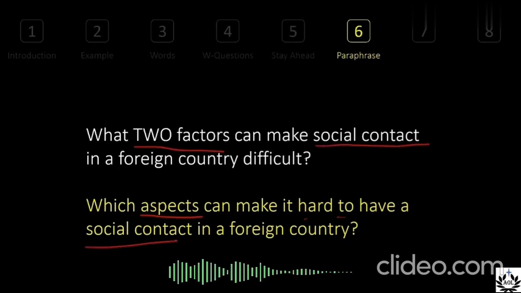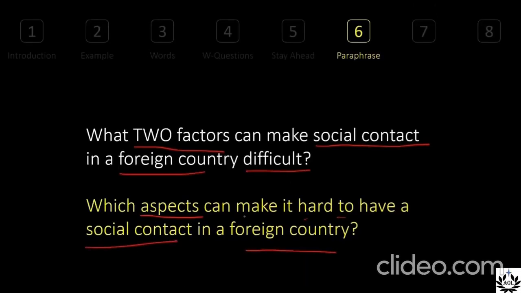Social contact, that is fine. They might keep it the same. Foreign country, similar, but make it difficult, make it hard. So this is just our interpretation, to show you that this could be said in this way in the exam, that you might hear the audio in this form. This is how it is paraphrased. I hope you understand what I mean by that. They're never going to provide you the exact words in the question. You have to listen to understand the audio.